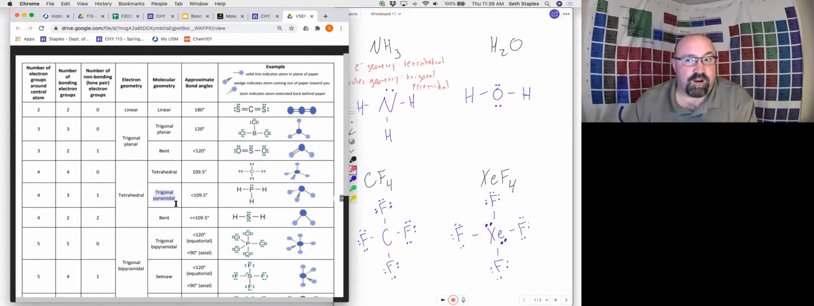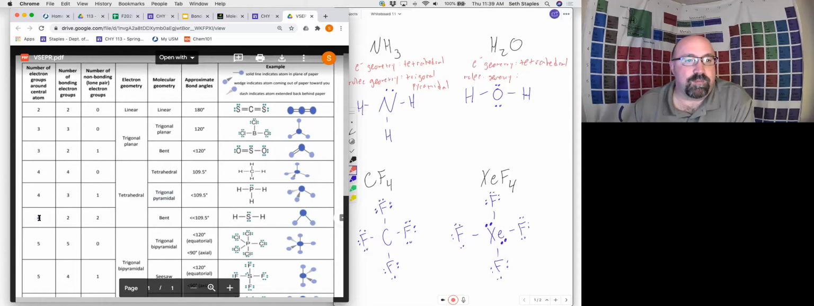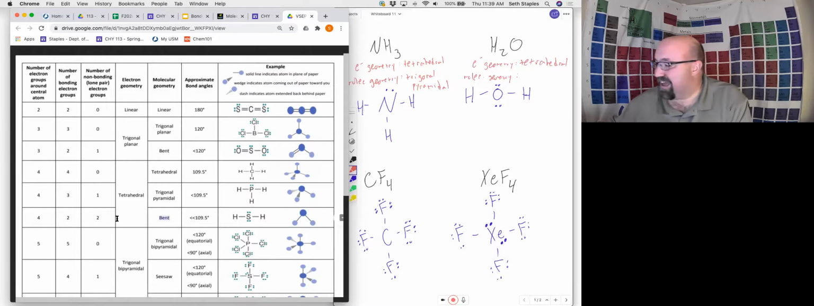And so let's do the same thing with water. H2O, 4 electron domains. We have 2 bonding pairs, 2 non-bonding pairs, but it's 4 electron domains. And so our electron geometry is still tetrahedral, but our molecular geometry, with 4 domains total, 2 bonding, 2 non-bonding, gives rise to a bent molecular geometry.